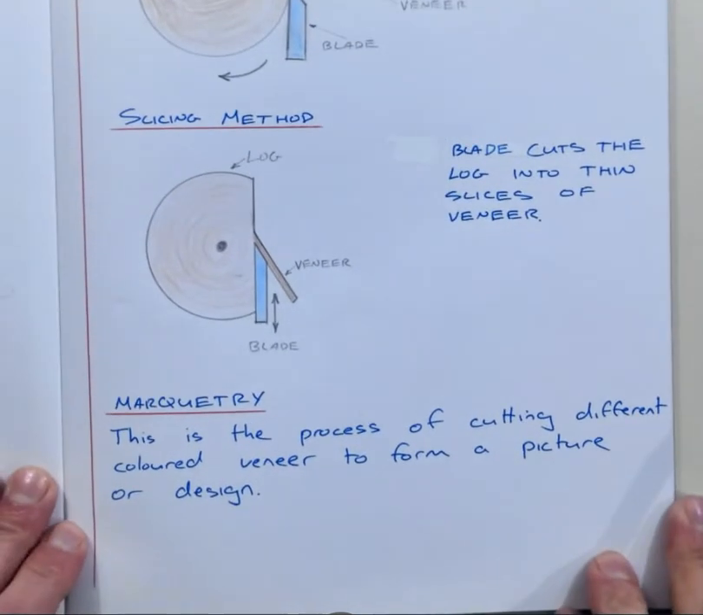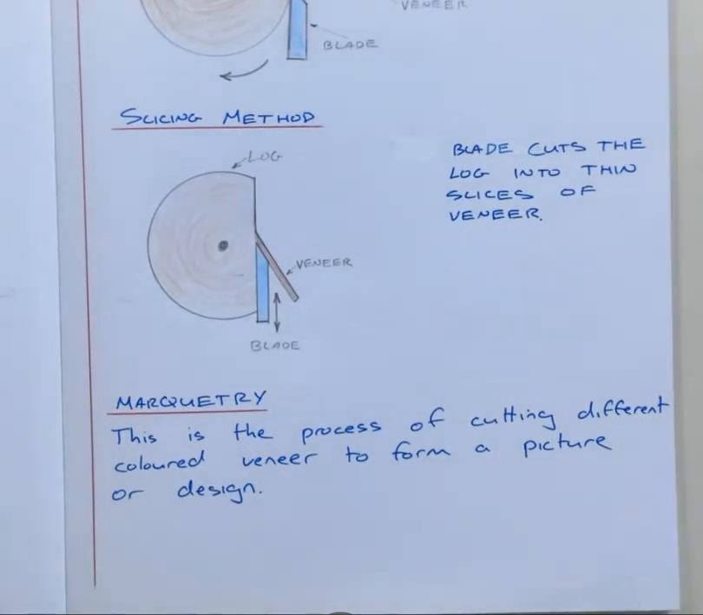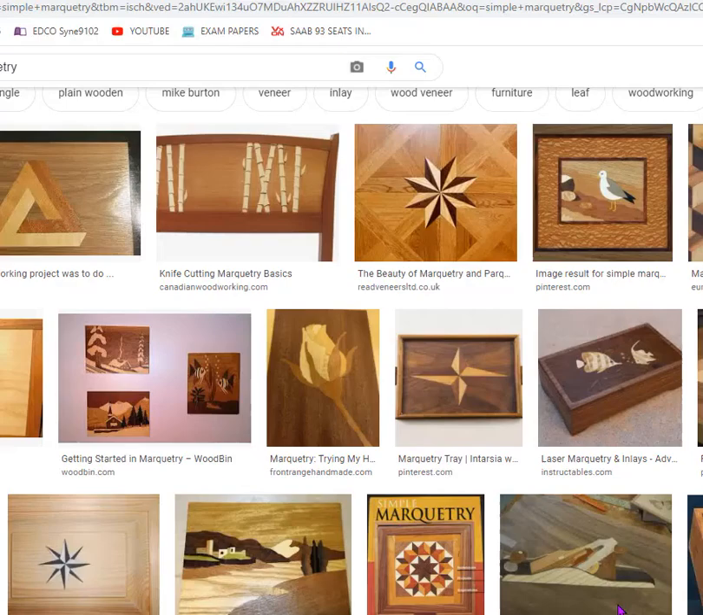So then marquetry, we said. Marquetry, this is the process of cutting different coloured veneer to form a picture or design. So you use the veneer to form a picture or design. I'll show you a couple of these now. So these are some examples of marquetry.